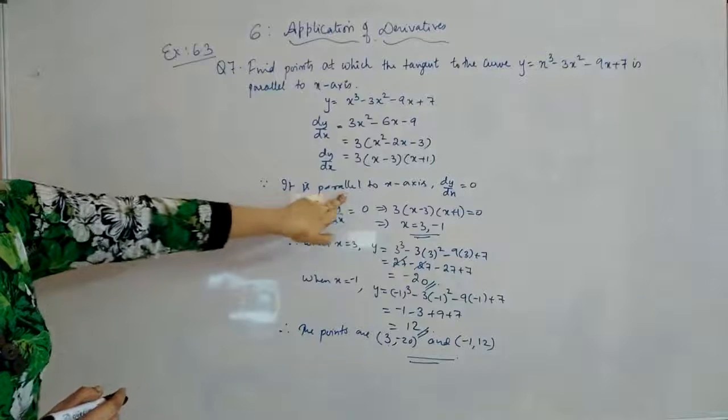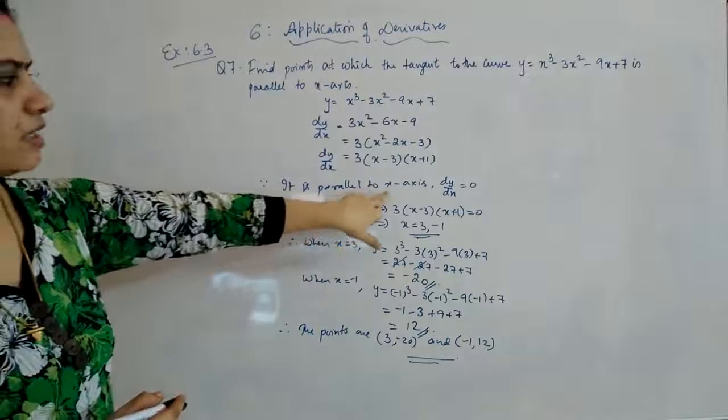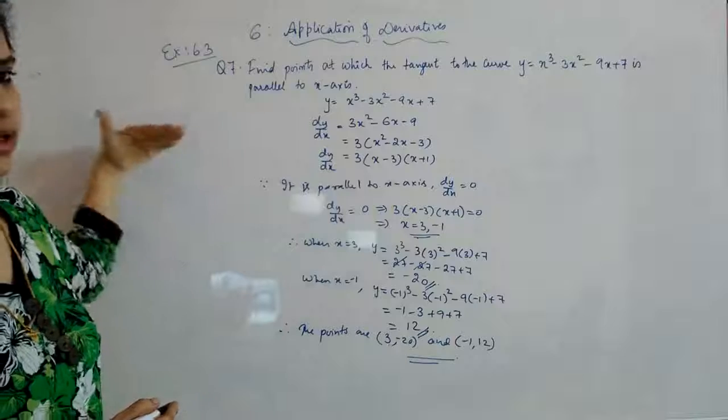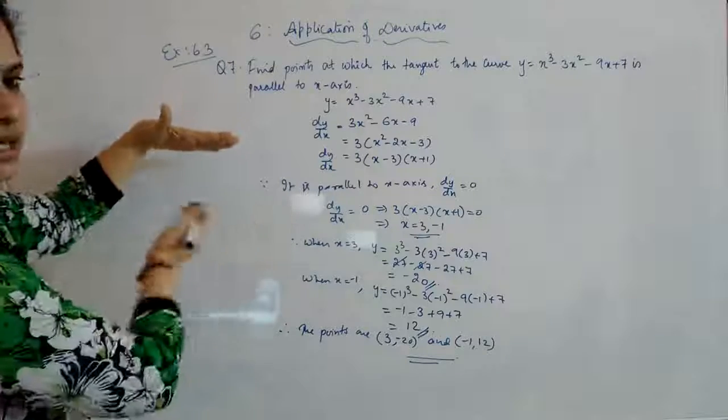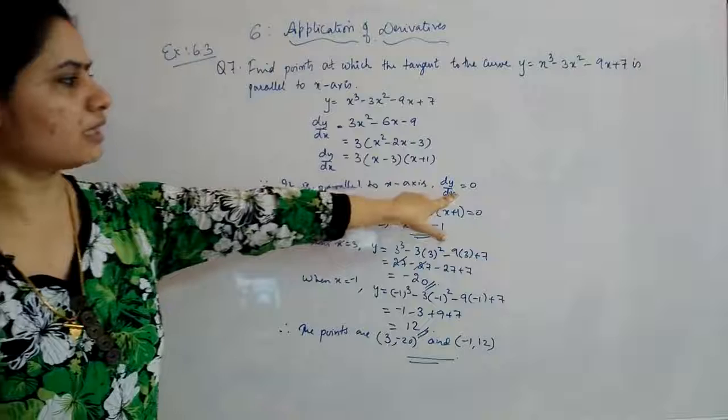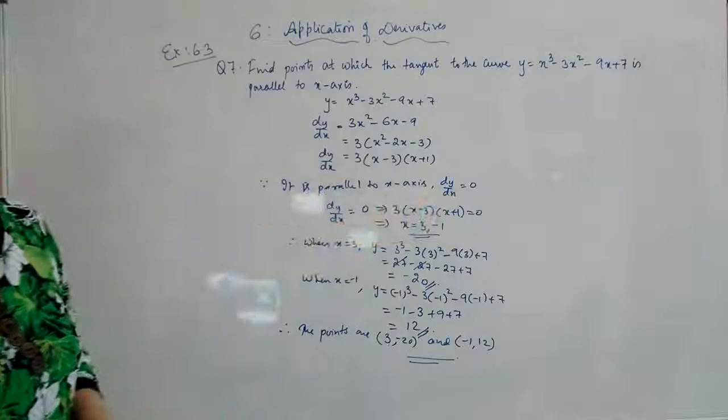Understood this concept? Parallel to the x-axis means the slope of the tangent is 0, or you can say the tangent is parallel, meaning it is making an angle of 0 degrees with the x-axis. So your slope is 0.